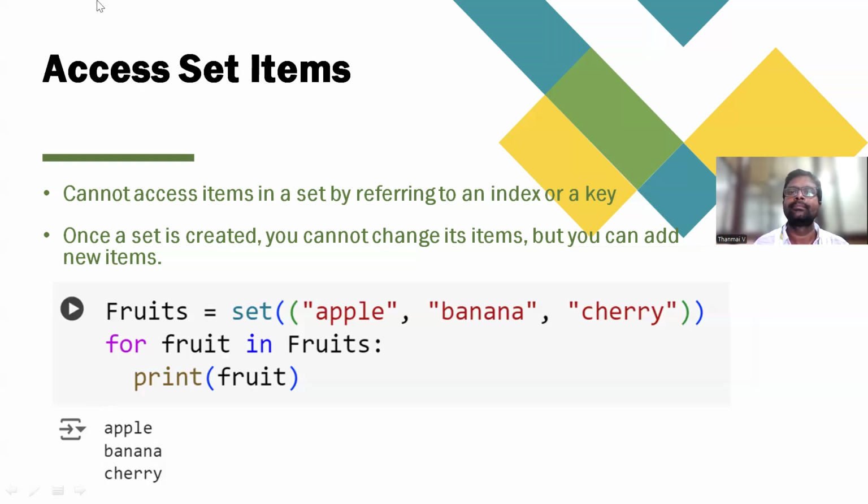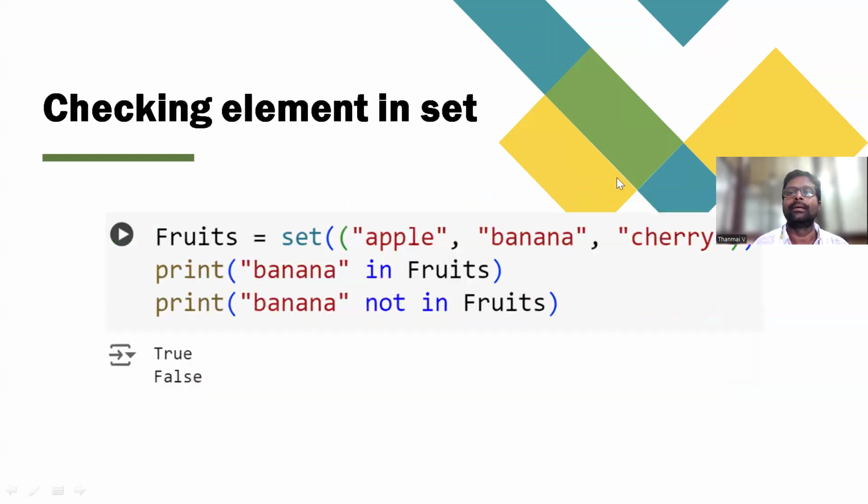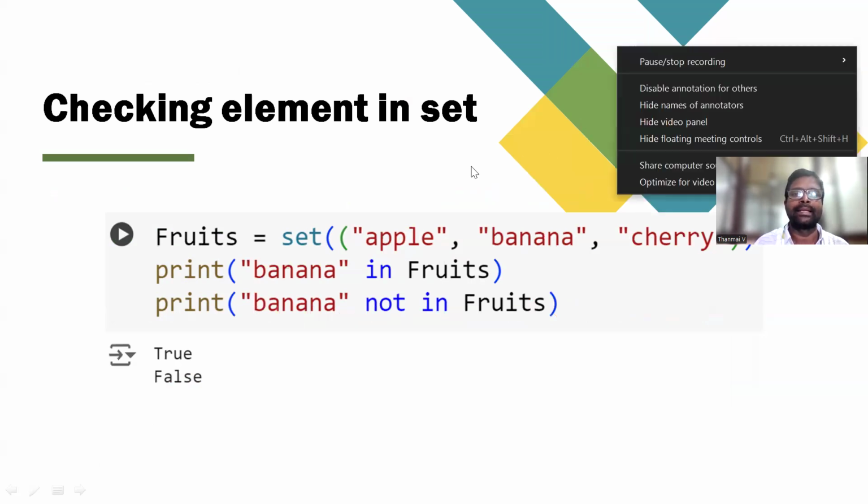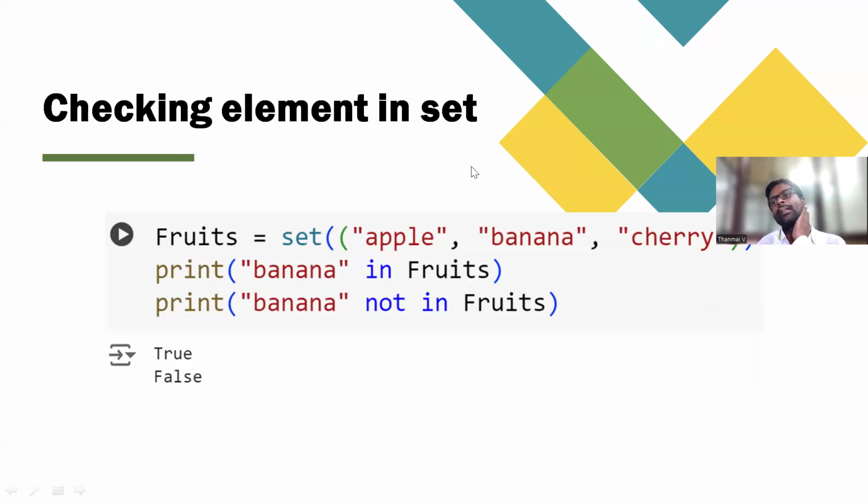So next is checking the element in a set. If you want to check whether a particular element exists in a set or not, we can use the command in. There is another command called not in. That will give true if the element is not in the set. If the element is not in the set, then the not in command will result in true. If an element is in the set and you are using the not in command, then it will give false.